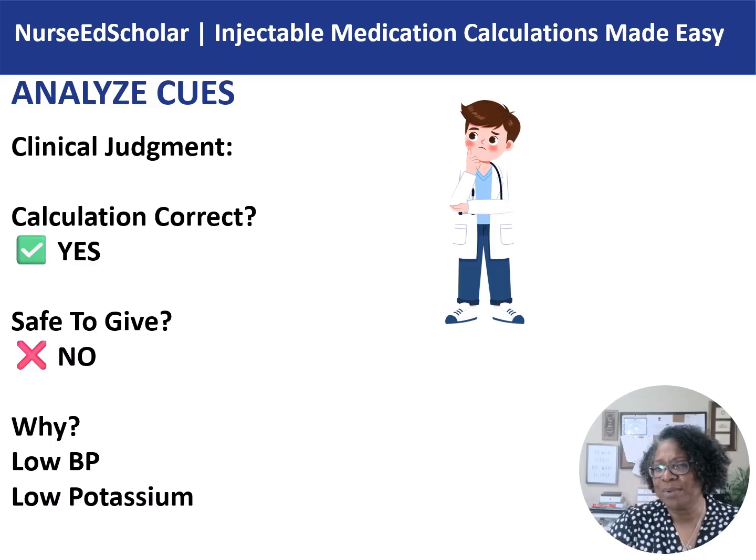But is the patient stable? They're hypotensive, they're tachycardic, you need to think about it, right? You know that furosemide removes excess fluid. It helps improve breathing, but this patient is hypotensive. The potassium is low. If you give the furosemide, you're going to make it worse. So what do you do?